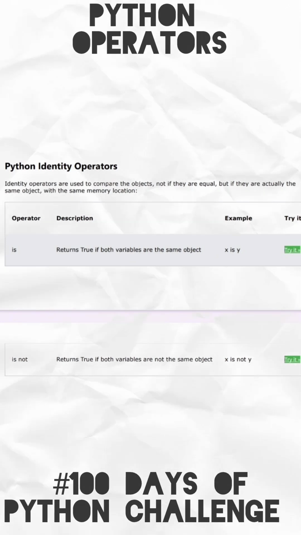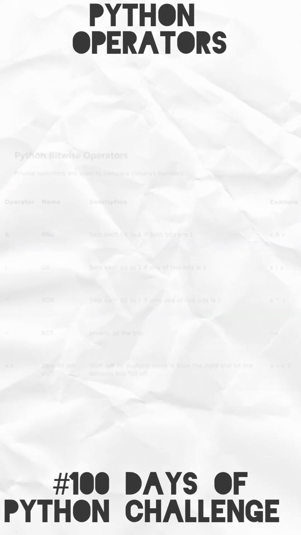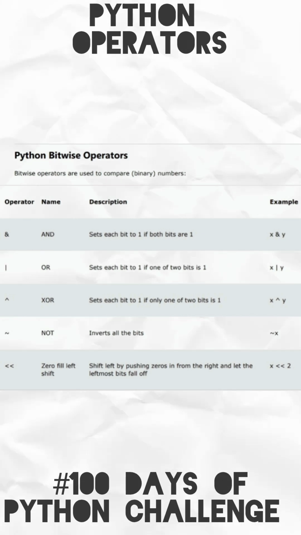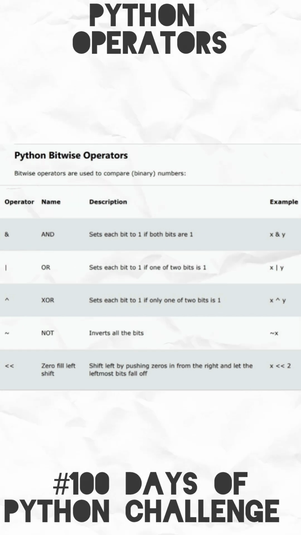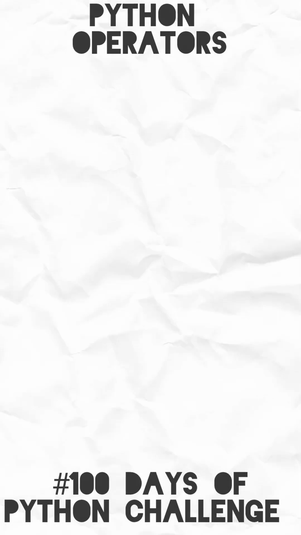Identity operators check if two variables refer to the same object. Lastly, we have bitwise operators for binary calculations. Remember, operator precedence determines the order of operations in expressions. That's a quick overview of Python operators.